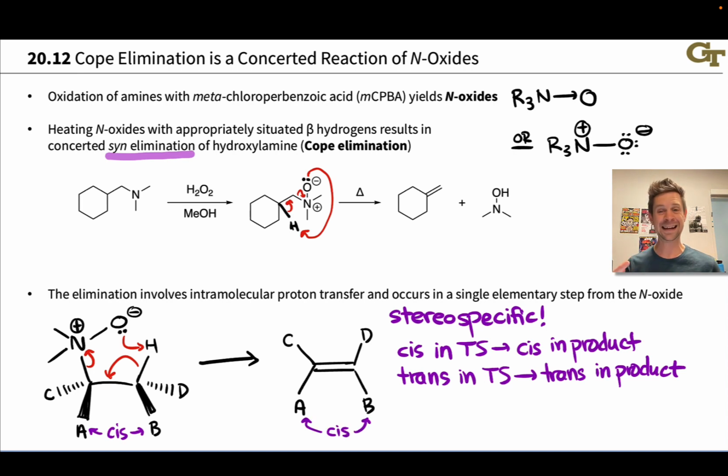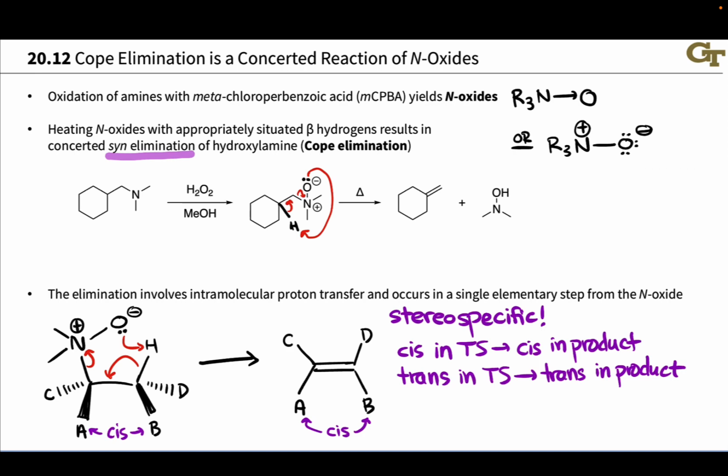We don't observe any of the product in which A and B are trans, in which the D and B groups have switched places, and this is because the reaction occurs in a single elementary step via a concerted pericyclic process like this. If we start with a single diastereomer of an N-oxide, we'll get a single product out, either E or Z, trans or cis, depending on the geometries of these stereocenters in the starting N-oxide.